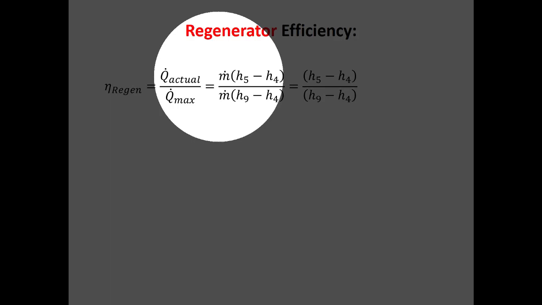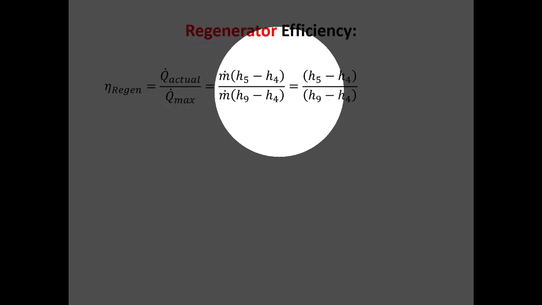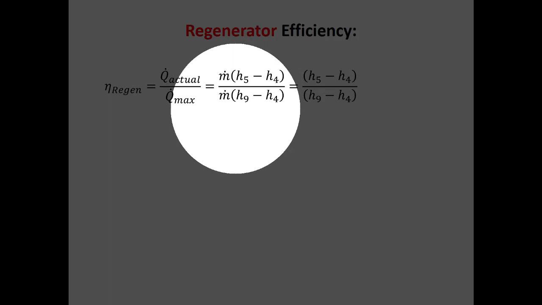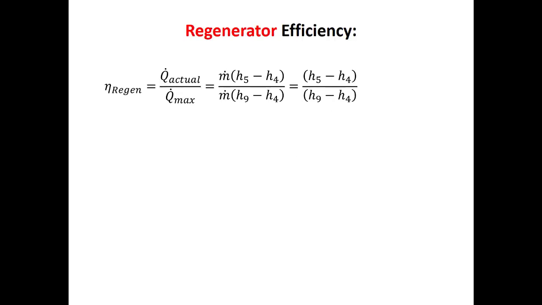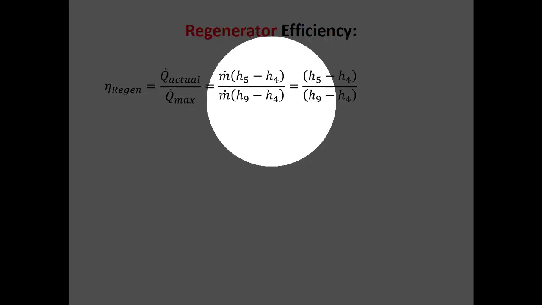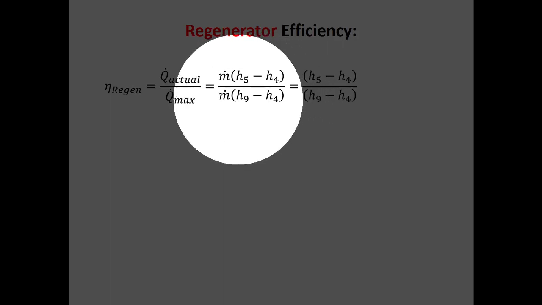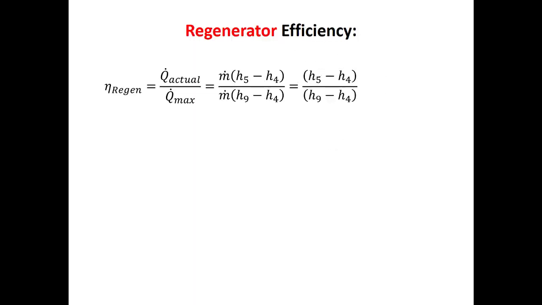So here I get the actual regeneration is m dot times H5 minus H4 divided by m dot times H9, that's the exhaust from the second turbine, minus H4. So here our maximum heat transfer rate is going to be determined by the enthalpy at the exit of the compressor and the enthalpy at the exit of the second turbine. Because remember, that's like our oven temperature, and that's the highest temperature we can heat up to. The mass flow rates are the same because we haven't split the mass like we did in Rankine regeneration, so I get a ratio of enthalpies here.